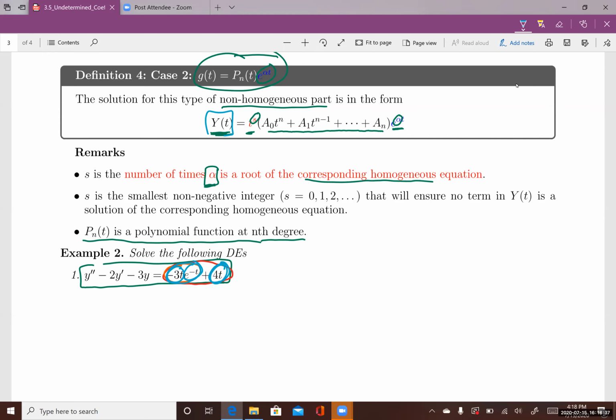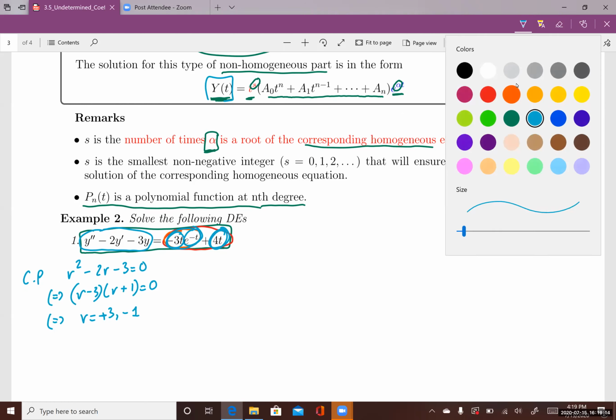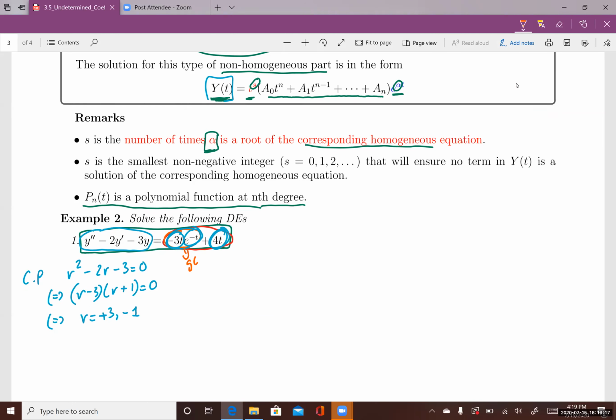Okay, keep in mind. Now, again, the first step is we always want to find the characteristic polynomial of the homogeneous equation. So it's going to be r squared minus 2r minus 3 equals 0. And then you can find r by factoring this equation. So then r equals positive 3 and r equals negative 1. All right. So now let me call this one g of t and this one h of t, let's say, okay.